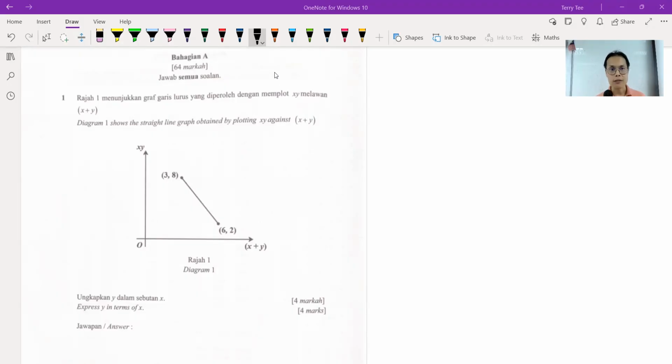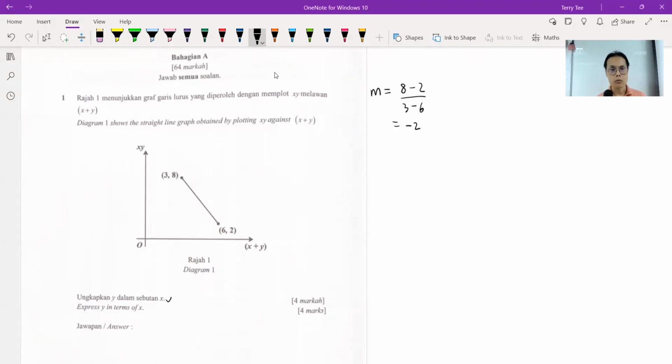So Rajah menunjukkan graf garis lurus yang diperoleh dengan memplotkan xy lawan x plus y. So we are supposed to ungkapkan y dalam sebutan x, or we say express y in terms of x. So first step is we're going to find the gradient or your kecerunan by using y2 minus y1 over x2 minus x1. So this will be 8 minus 2, 6. 6 divided by -3, answer is -2.